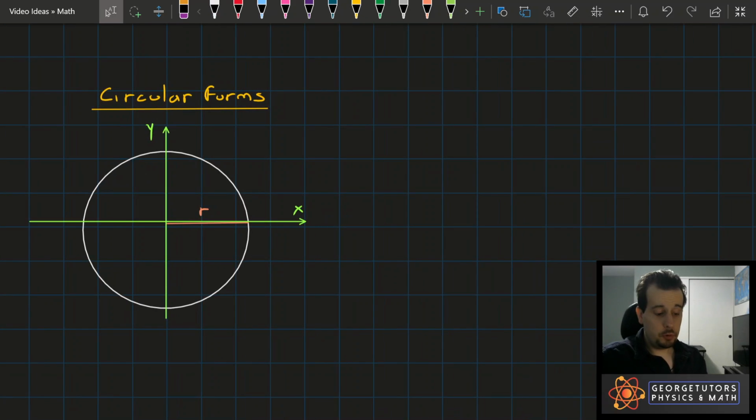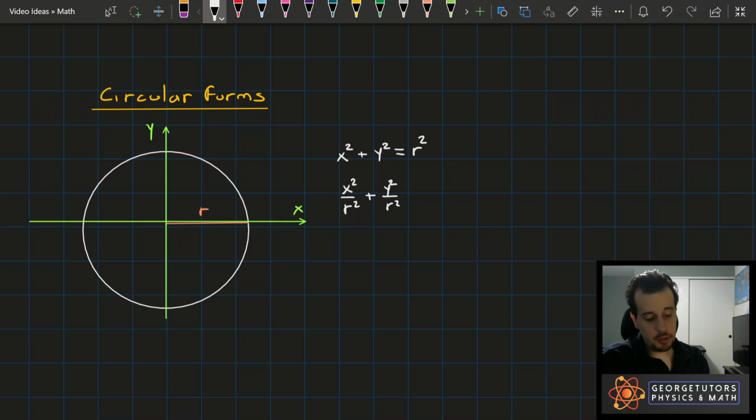So the circular form, we know that the equation of a circle is x squared plus y squared equals some r squared. And I can manipulate this a little bit to write it in terms of this. We can write it as x squared over r squared plus y squared over r squared is basically equal to 1. We just divided both sides here by r squared.